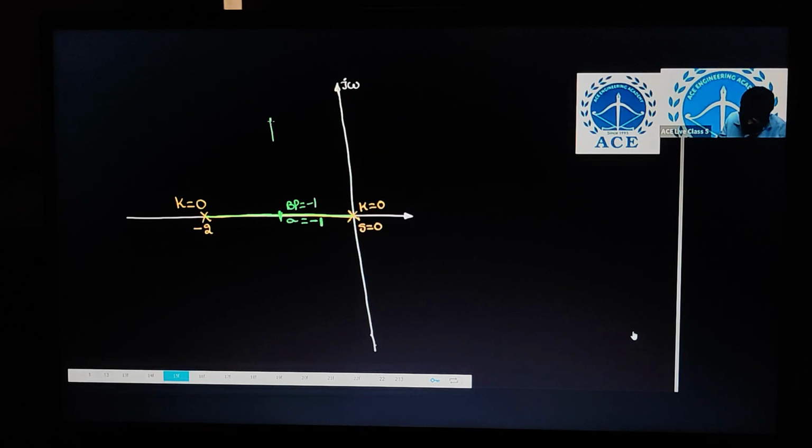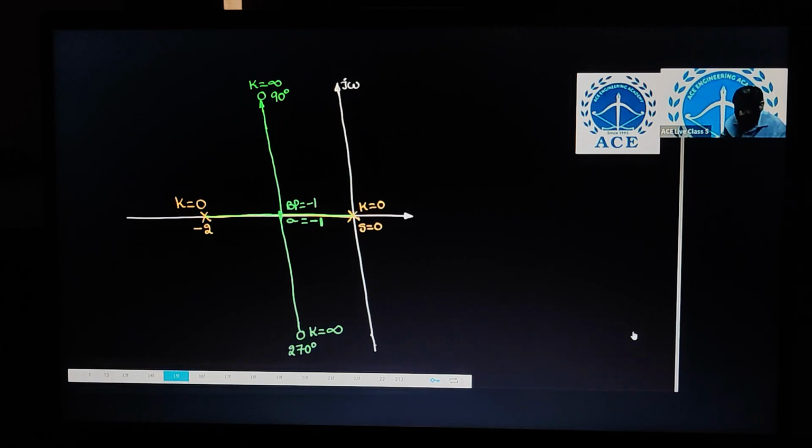Centroid is minus 1. Number of asymptotes is 90, meaning along this direction. Draw along 90 and 270. So one asymptote is along 90, and along 90 there is a zero where K equal to infinity. Along 270 also there is a zero where K equal to infinity.